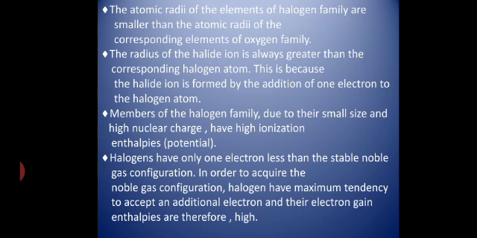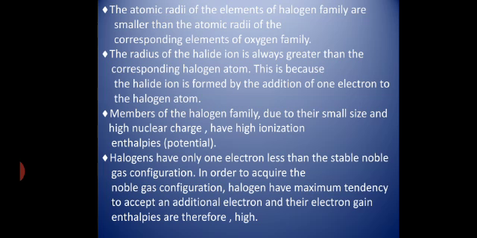Now, the radius of the halide ion is always greater than the corresponding halogen atom. This is because the radius of an anion is always greater than the corresponding neutral atom. That is, the Cl- ion is always greater than the Cl atom. This is because the halide ion is formed with the addition of one electron to the halogen atom.